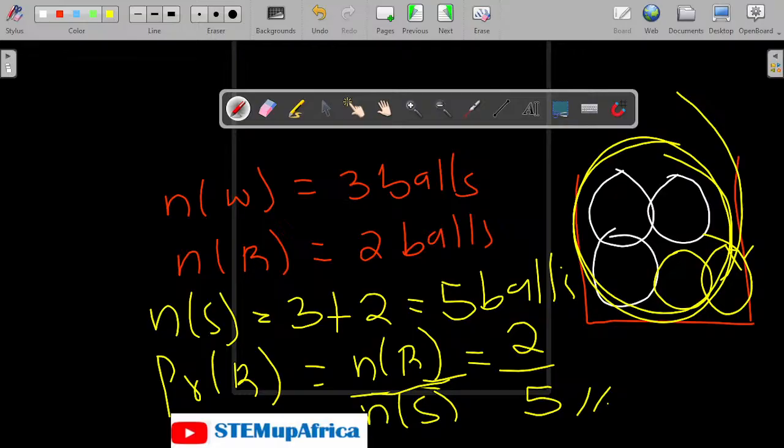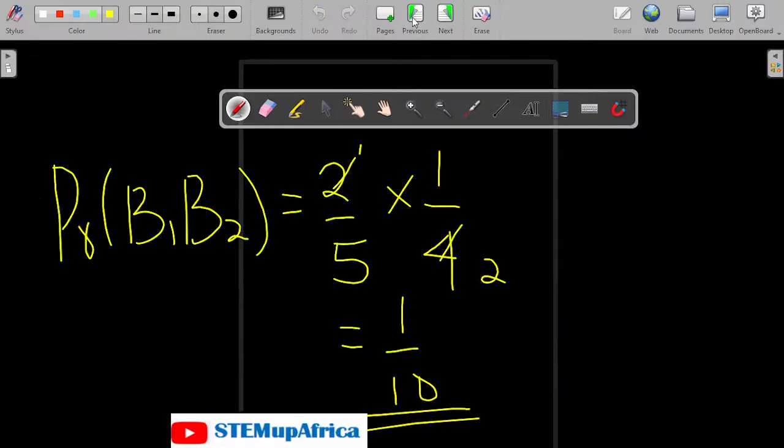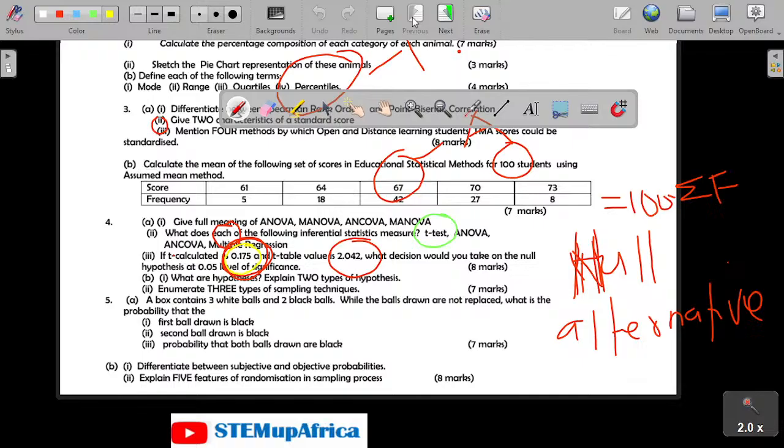Sir, can you help me with the explanation again, please? Okay. Now, let's go back to the question. You say a box contains 3 white and 2 black balls, and the balls drawn are not replaced. That means in a bag, let's say you have 5 balls, you took one out, you didn't put it back. That's what they mean by non-replaced. You remove one, you didn't put it back. You remove another one, you didn't put it back.